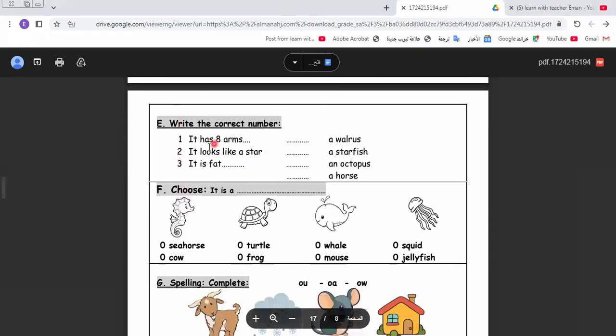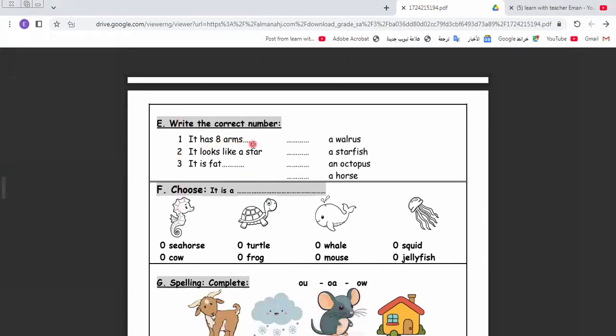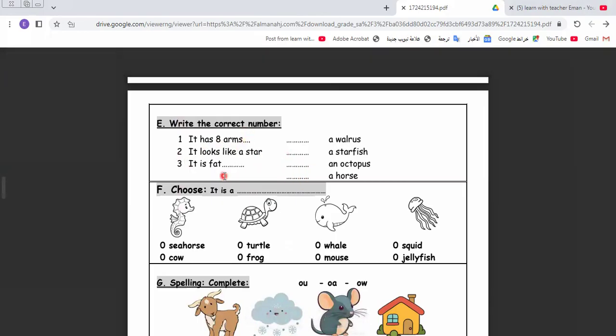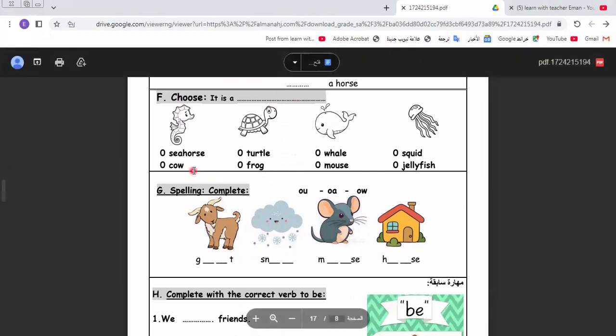Here we say it has 8 arms. It has 8 arms. It's an octopus. It looks like a star. Starfish. What's the answer here? Okay, let's go to another one here.